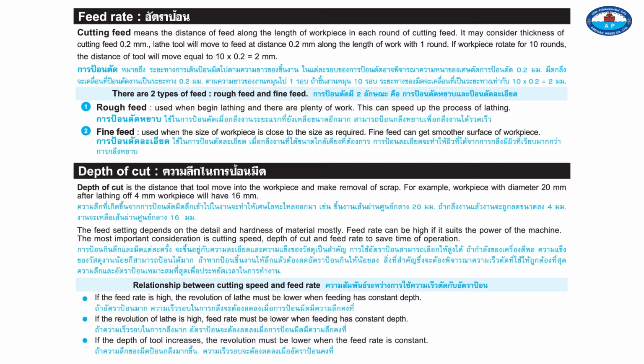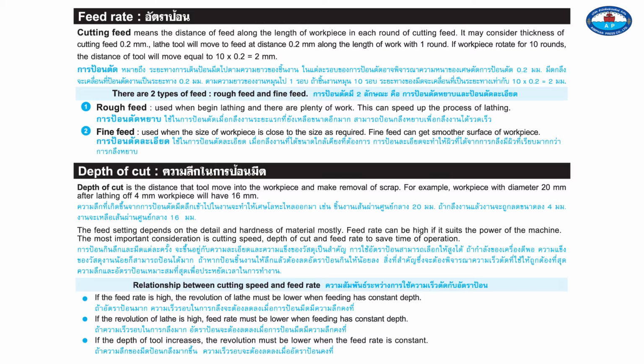Depth of cut. Depth of cut is the distance that the tool moves into the workpiece and makes removal of scrap. For example, a workpiece with a diameter of 20 millimeters, after lathing off 4 millimeters, will have 16 millimeters. The feed setting depends mostly on the detail and hardness of the material. Feed rate can be high if it suits the power of the machine. The most important consideration is cutting speed, depth of cut, and feed rate to save time of operation.